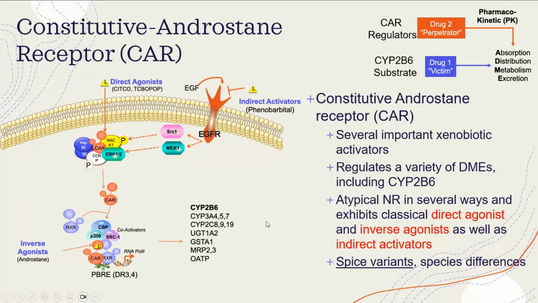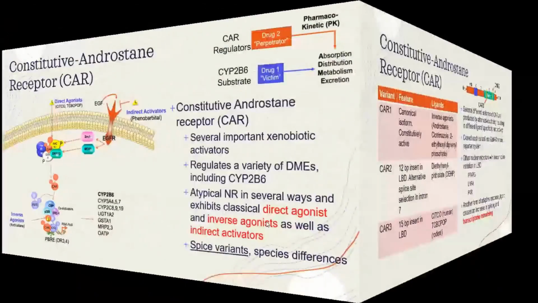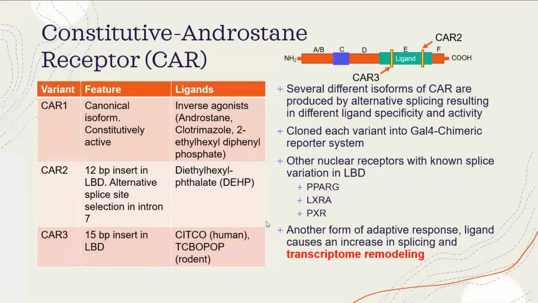Now, another thing about this particular receptor, we're finding that there are different varieties of this receptor that are expressed. So these are splice variants, and the splice variants are just slight differences in the structure. So we have the wild type form, and we have a splice variant coming from the same gene. The mRNA is displaced, so now we have a 12 base pair insert leading to a CAR2 construct. And then we have a CAR3 construct, which has a 15 base pair insert.